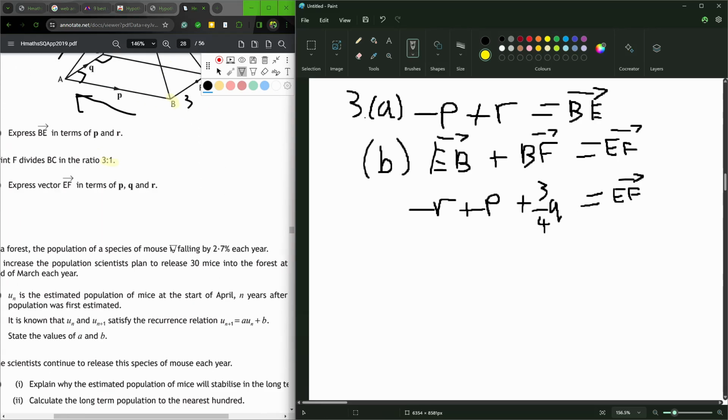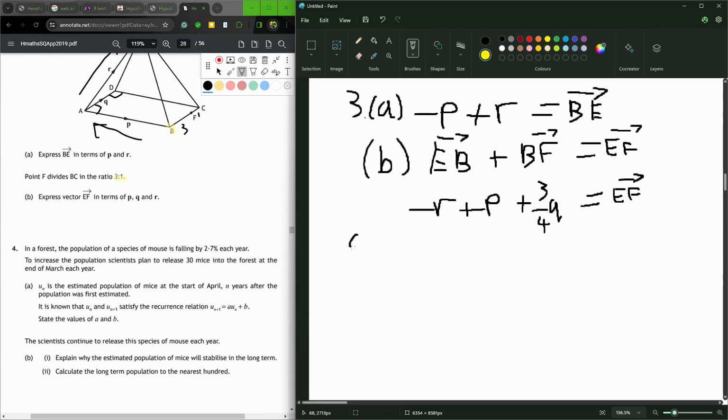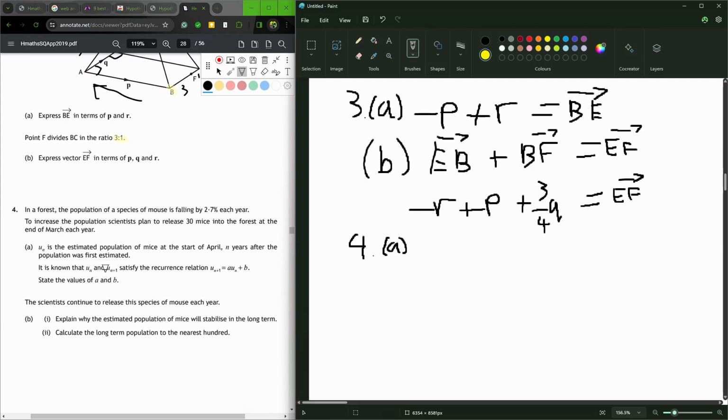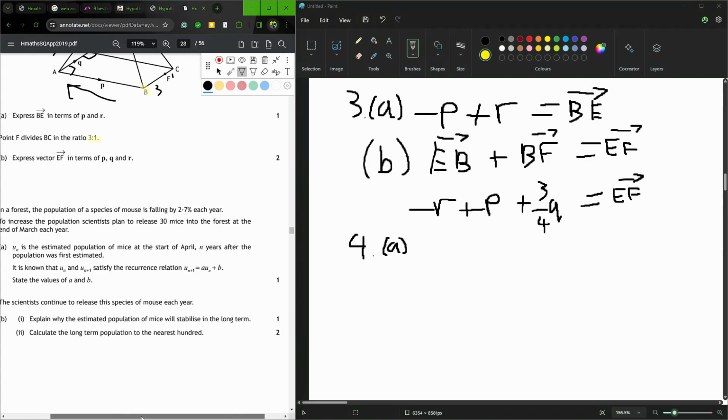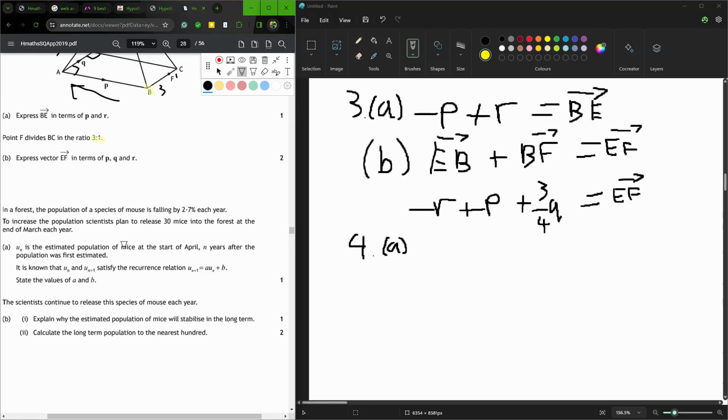Right, well, we're zipping through these now, and we're on to 4. This one I'm actually probably going to have to pull up the calculator. In a forest, the population of a species of mouse has fallen by 2.7% each year. To increase the population, scientists plan to release 30 mice into the forest at the end of March each year. U is the estimated population of mice at the start of April, n years after the population was first estimated. It was known that these satisfy this relation, state the value of A and B.